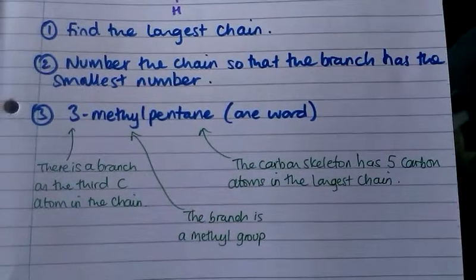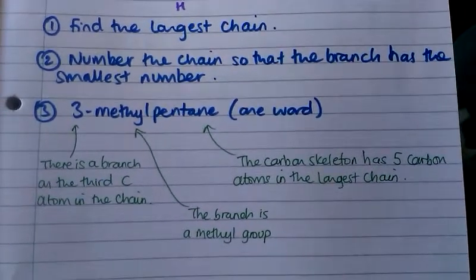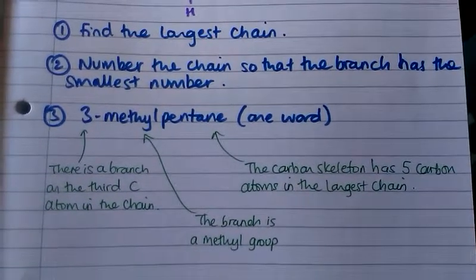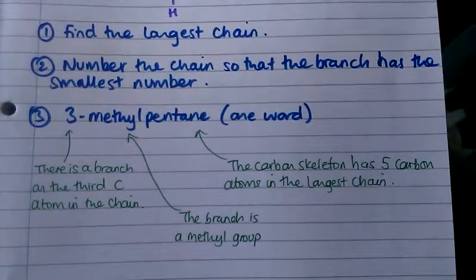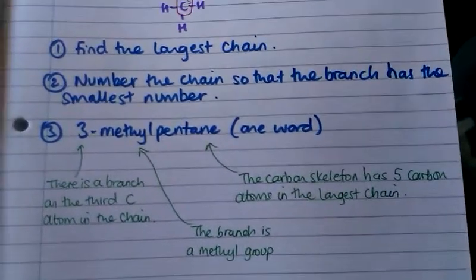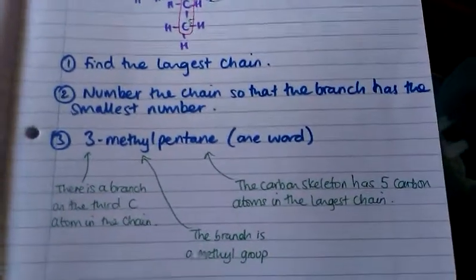The 3 tells us that there's a branch on the 3rd carbon atom in the chain. Methyl tells us that that branch is a methyl group, and pentane tells us that the carbon skeleton has 5 carbon atoms in the longest chain.